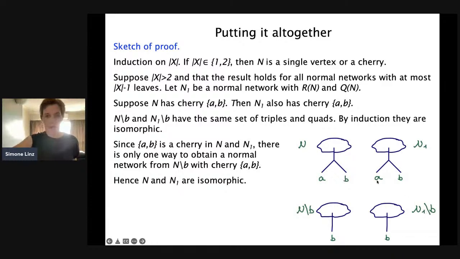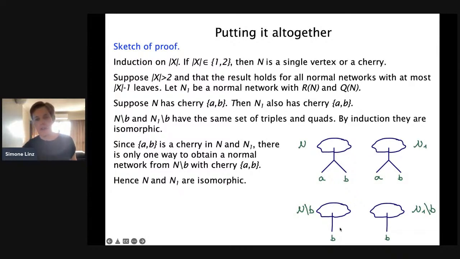Sorry about this. Anyway, once we have deleted one leaf of the cherry, we know that the two smaller networks have the same set of triplets and quads because of the way we reconstruct these smaller sets of triplets and quads. Remember, we just delete all the triplets and quads that have this leaf that we deleted from the network. So by induction, we know that the two smaller networks are isomorphic.